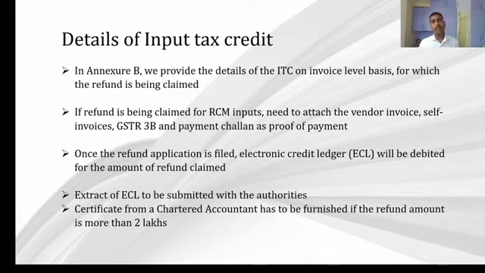Next point is that we have to ensure that details of input tax credit are also plugged in to the return. So in Annexure B, we provide the details of ITC on invoice level basis for which the refund is claimed. Ensure that all the invoices are uploaded or the details have been plugged in. The refund is being claimed for RCM.